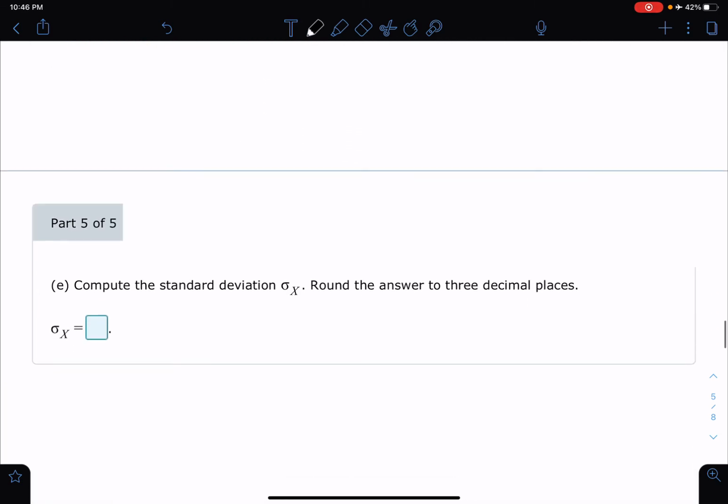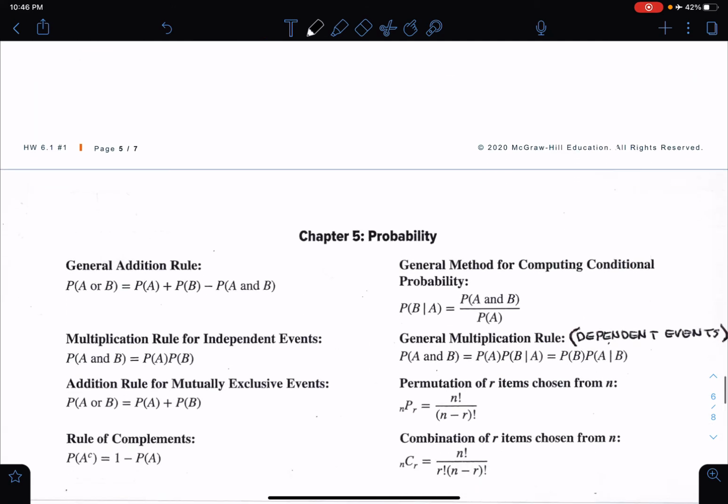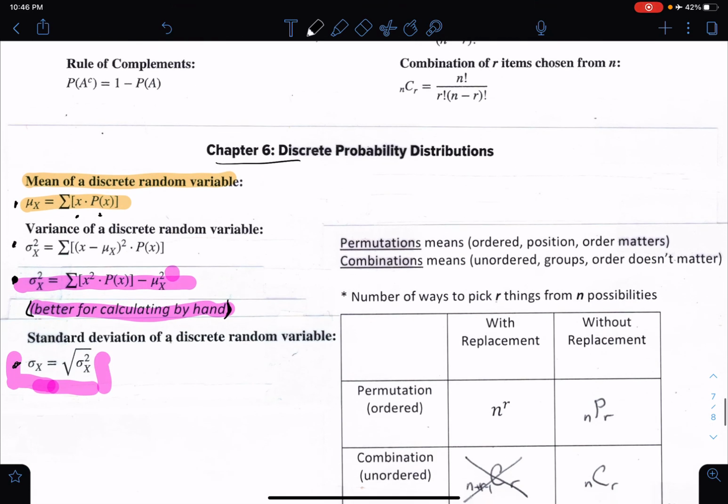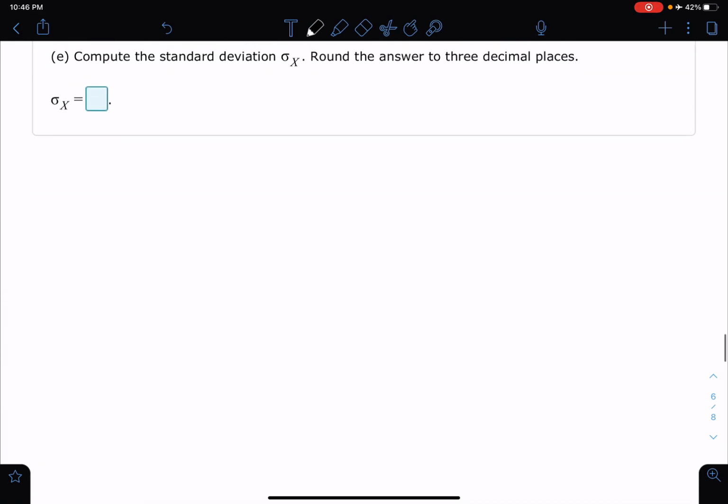So then we go to our next problem, and that says, please compute the standard deviation for this random variable. So as you remember, we used the formula right down here, the formula for calculating it by hand. And then we square rooted both sides, and that gave us a standard deviation. So we're going to do the same thing here.